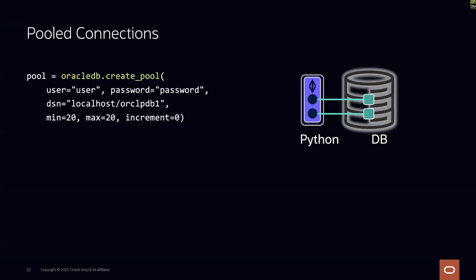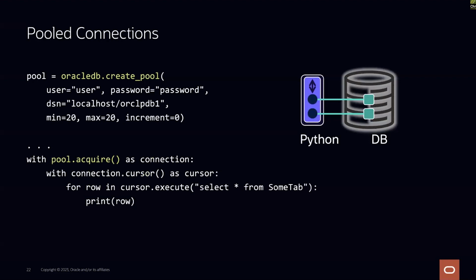Once you've got a connection from the pool, it's just like a normal connection, for those who haven't looked at it. So pool.acquire just says, give me a connection from the pool. And then obviously with that connection, you can do whatever you like: queries, inserts, updates, or SODA operations.